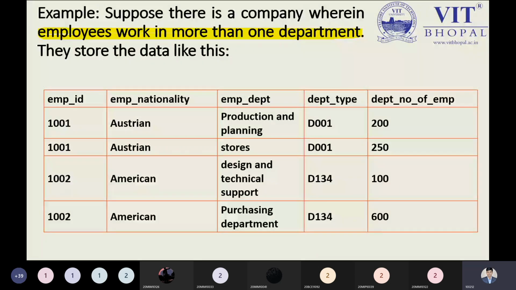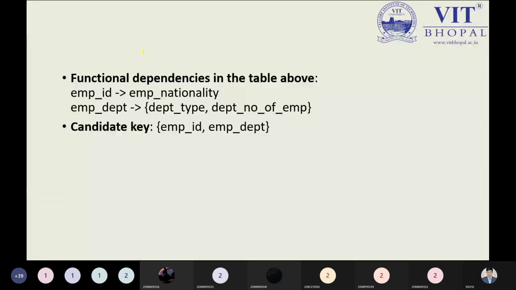So I'm sharing the next slide. It shows the functional dependencies. In a relation or table, it is saying to us, you can see over here, the employee nationality is totally dependent on the employee ID. You can also observe the employee department type, which department he or she belongs to, and the number of the department of the employee. These are the attributes that can depend on the employee department. So that is the dependency we have.